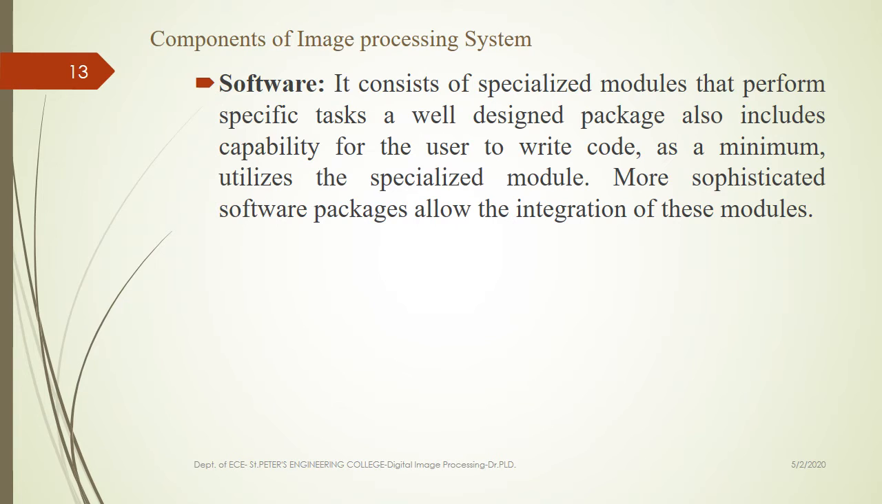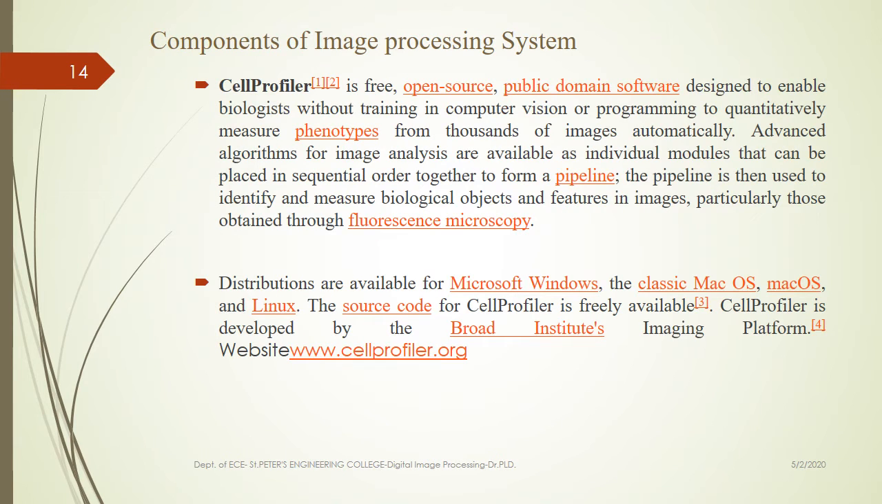More sophisticated software packages allow the integration of these modules. Based on sophisticated software packages, meaning advanced features wherever possible in the software, to that extent there is a possibility of extracting the required information from the given images. That completes the software block. Then, components of an image processing system under software: here I have given some examples. What are the different software packages that exist for processing digital images?